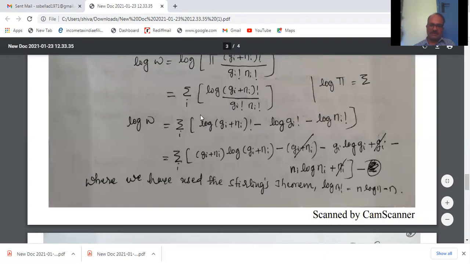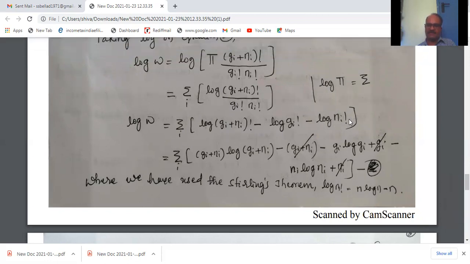Next, continue the simplification. Now you apply the logarithmic rules. So using logarithmic rules, it is log of (gi plus ni) factorial minus log of gi factorial minus log of ni factorial, where we have used the log of a by b formula. So log of a by b is equal to log a minus log b.